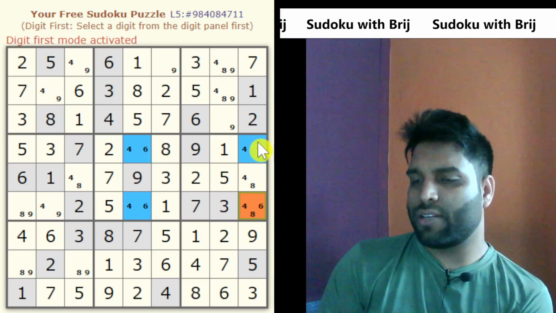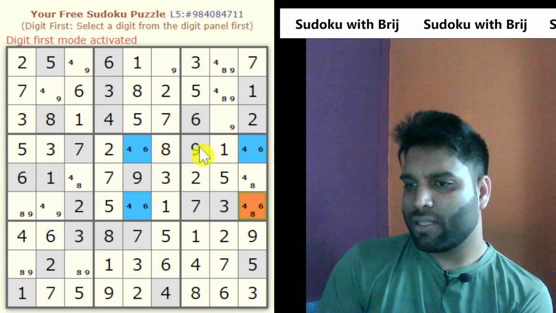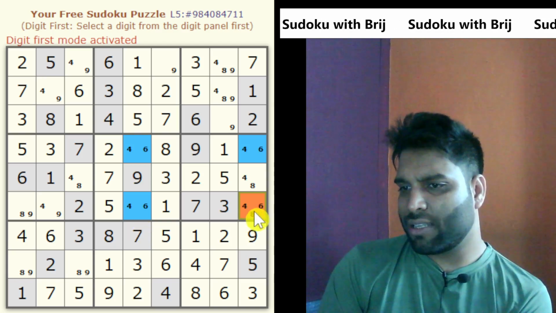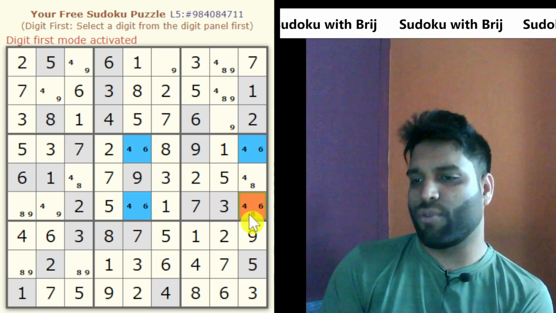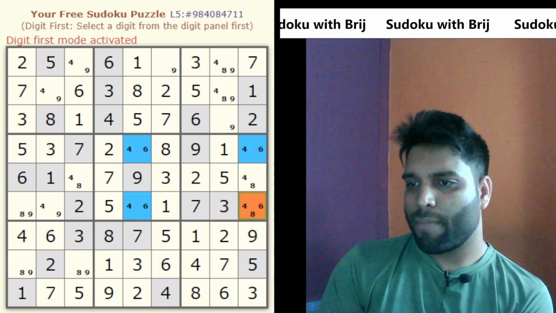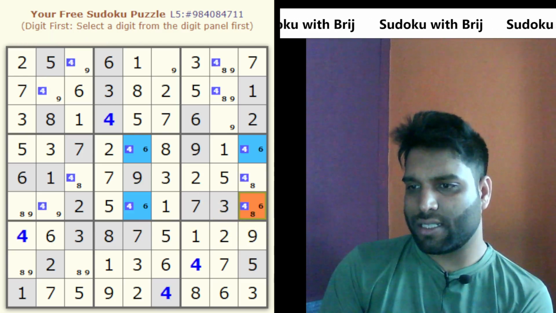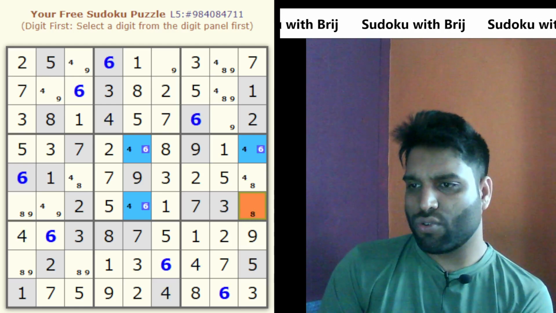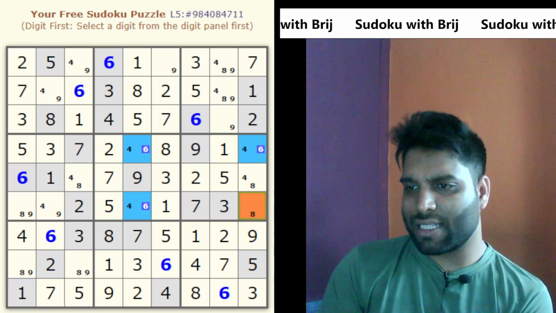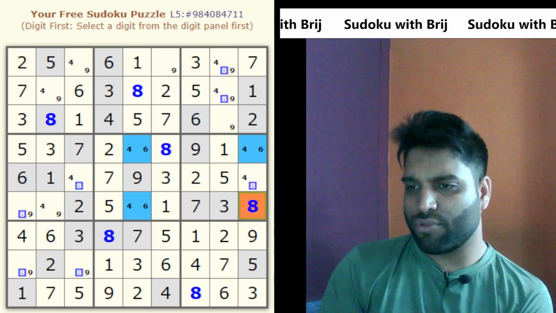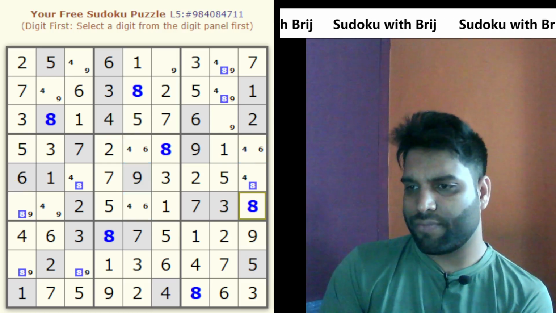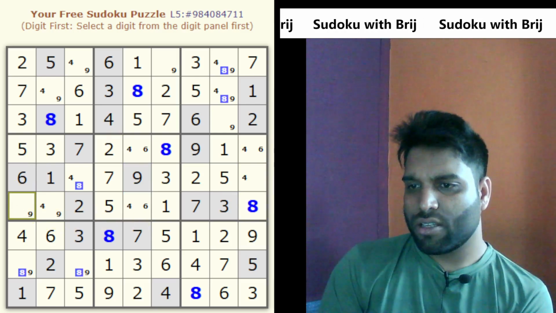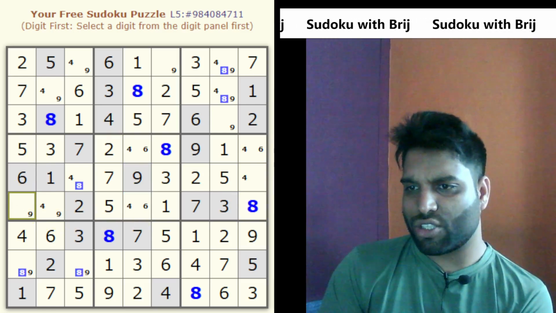And to avoid that, we can say that if these three blue cells are 4 and 6, then this fourth cell cannot be 4 and 6. So we can remove 4 and 6 from this cell. So I am removing 4 and I am removing 6. So the only remaining digit in this cell is 8. So I can put 8 in this. So now I can remove 8 from here and 8 from here. So I think now this puzzle is solved.